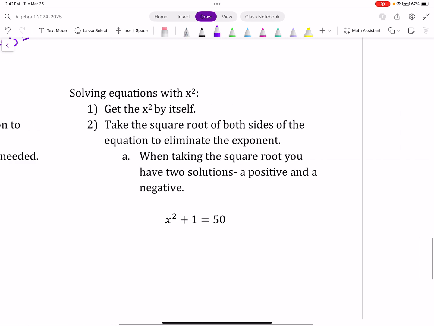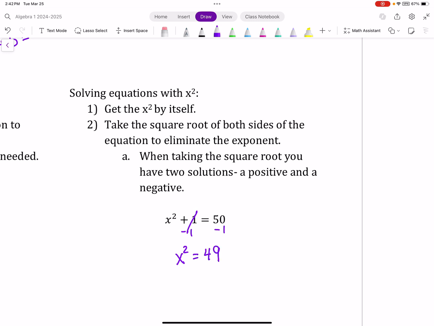Okay. Now we're going to look at one that has an x squared in it. So we're going to get the x squared by itself. So here on the side with x squared, we have a plus 1. So I want to go ahead and get rid of that by subtracting 1. So x squared would equal 49.